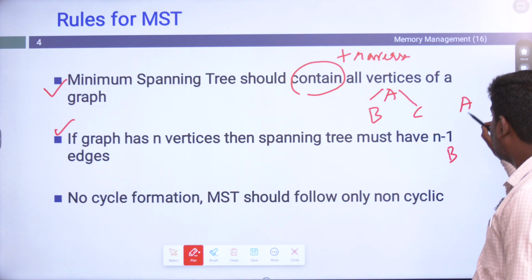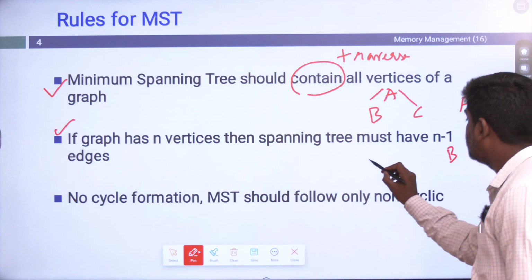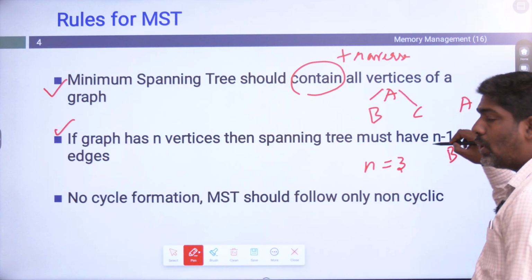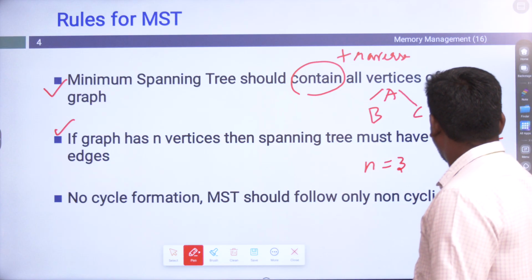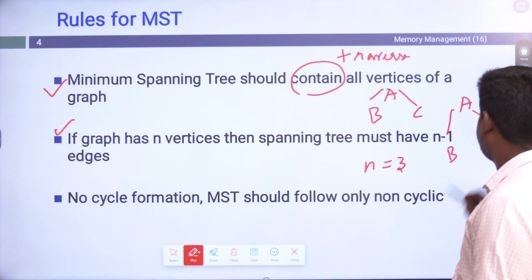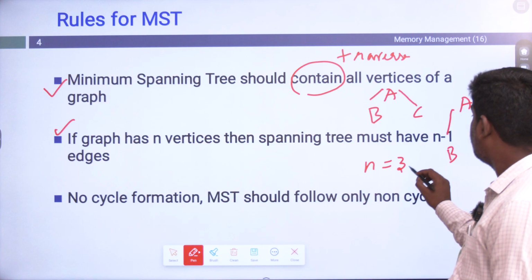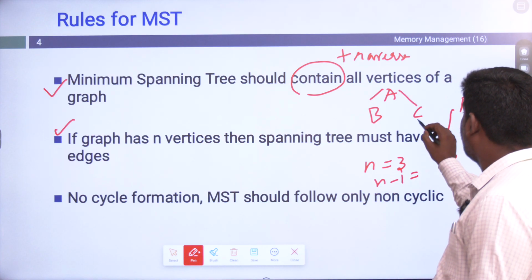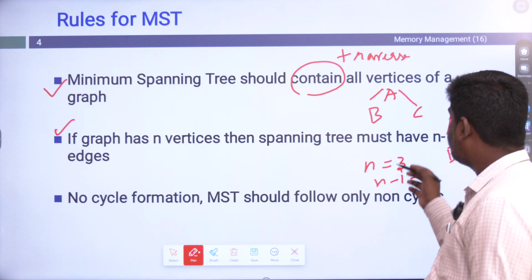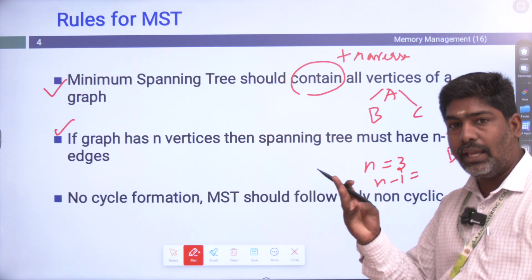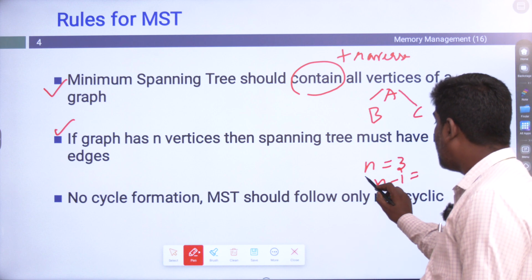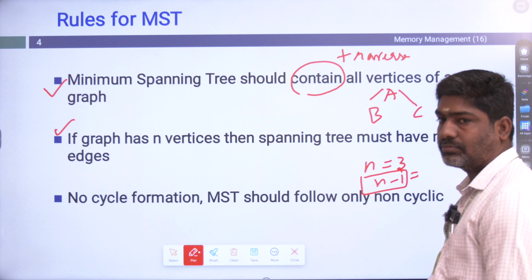So it means that 3 vertices are there, so n equal to 3. Now I am drawing edges A to B, A to C, that's all. So n minus 1 equal to edges. To calculate vertices we need to count A, B, C. Likewise, to calculate edges we need to apply the formula n minus 1.